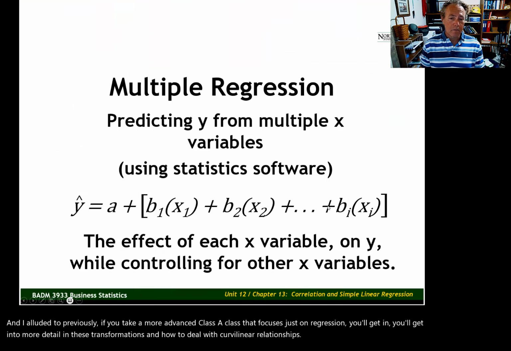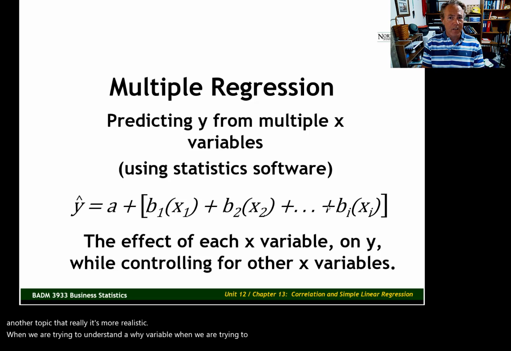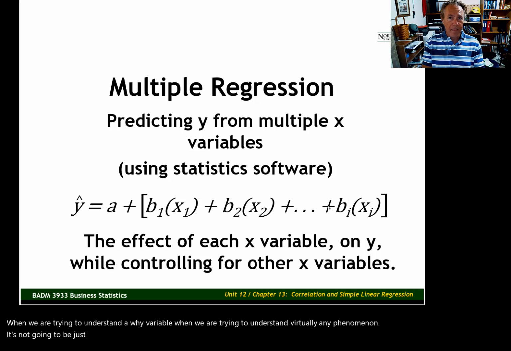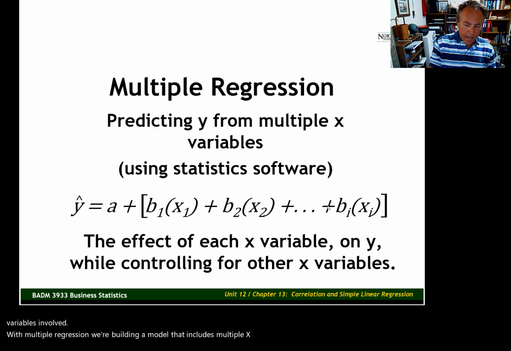Another topic that is more realistic: when we are trying to understand a Y variable, when we are trying to understand virtually any phenomenon, it's not going to be just one independent variable that affects that dependent variable. There are likely to be multiple X variables involved. With multiple regression, we're building a model that includes multiple X variables, and that's indicated in this regression line.